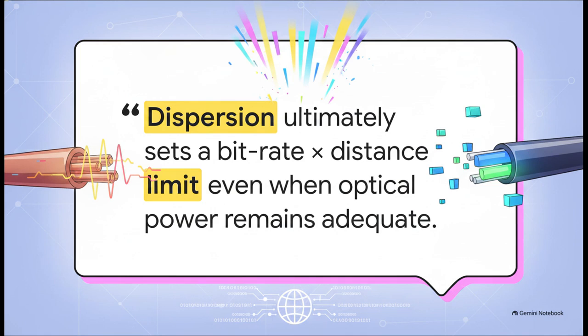So the whole why this matters is summarized perfectly by this quote from our sources. "Dispersion ultimately sets a bit rate times distance limit even when optical power remains adequate." Basically, if this smearing isn't aggressively managed, the bit error rate just spikes. It places a hard physical cap on how fast and how far we can send data, effectively dictating the speed limits of the entire global internet.